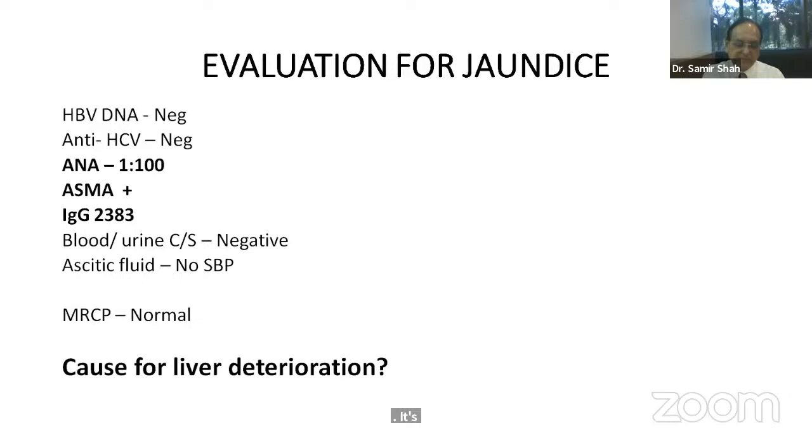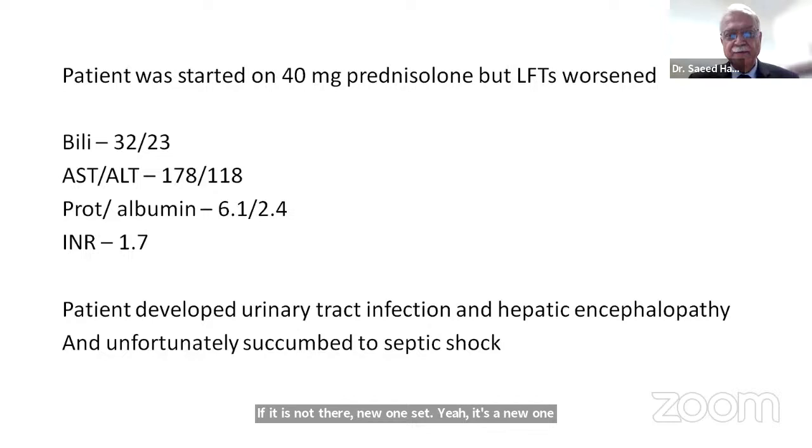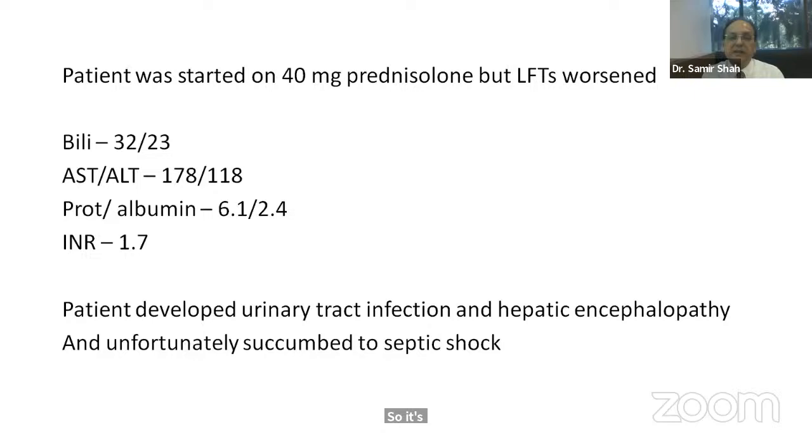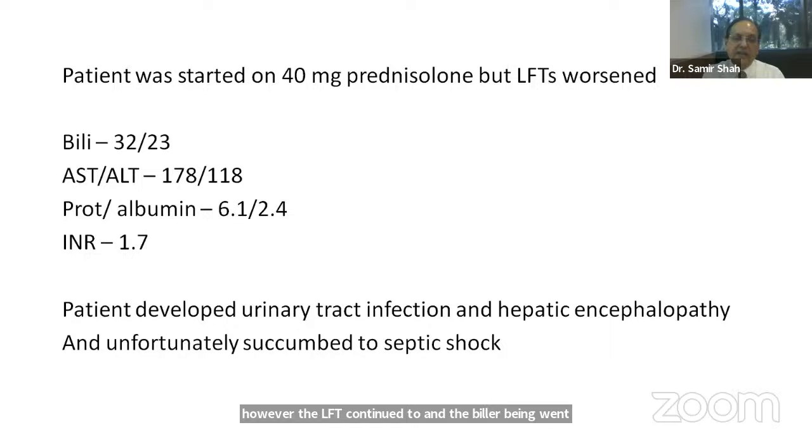So we did stop the immune therapy and started on prednisolone. However, the LFT continued to worsen and the bilirubin went up from 3 to 32. The enzymes were not proportionately elevated as the bilirubin. The albumin dropped, the patient didn't improve, continued to deteriorate, developed urinary tract infection and was admitted with hepatic encephalopathy. And then ultimately he succumbed to a septic shock. So this was the sequence of events.